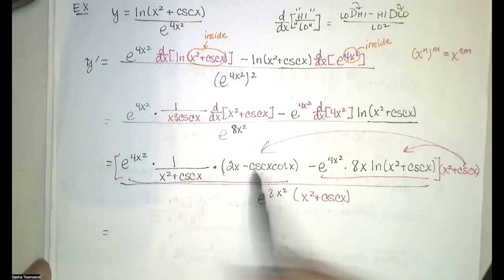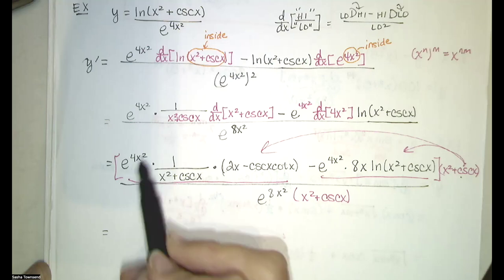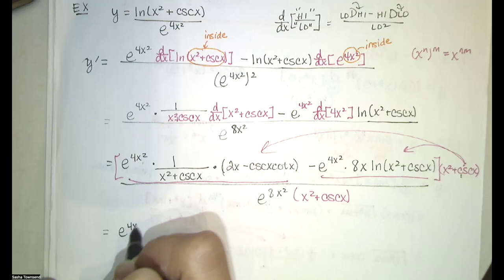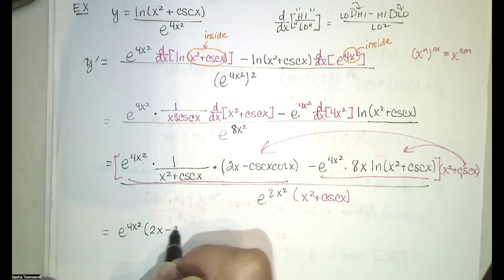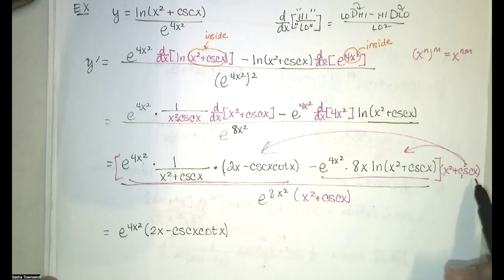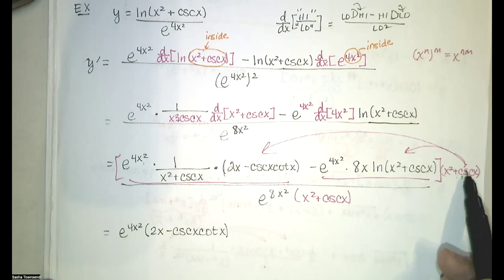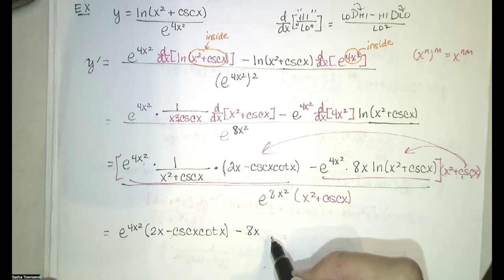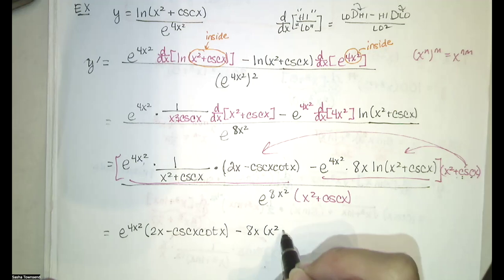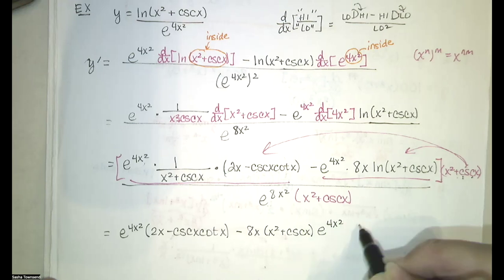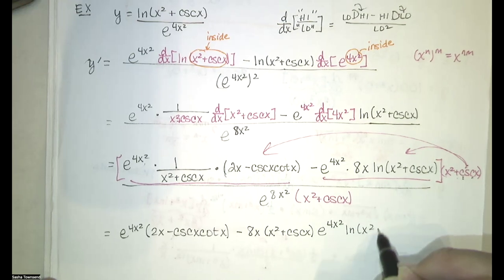Now, this expression times this gives us this times this. This fraction and that reduce. So we end up with an e to the 4x squared times 2x minus cosecant of x times cotangent of x. And then here, there's nothing to cancel. It's just this expression is a sum of a polynomial and a trig function. So I think I'll just write that as a factor. I've got 8x times x squared plus cosecant of x. Then I've got that exponential e to the 4x squared there times the log of x squared plus cosecant of x.